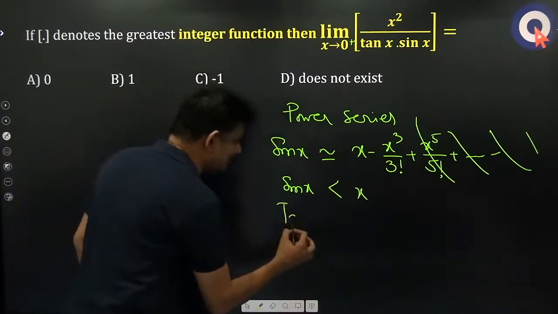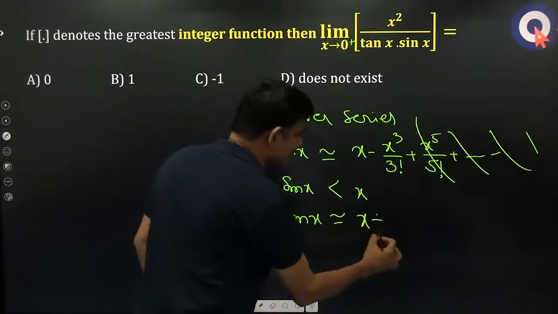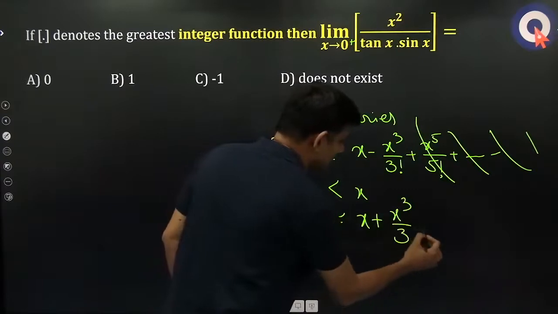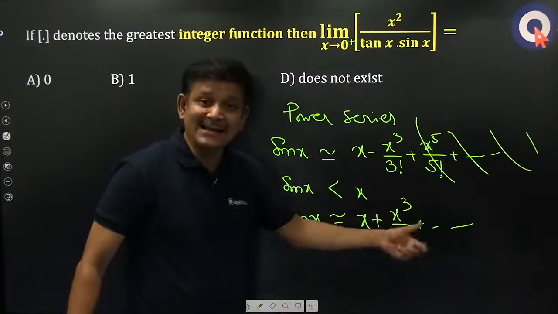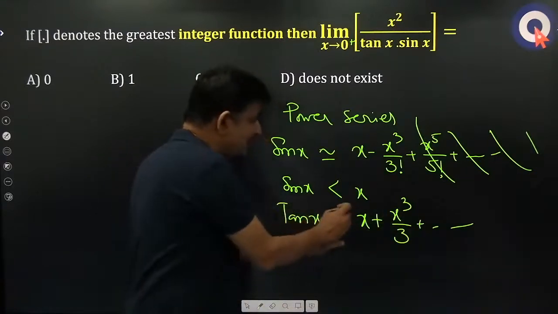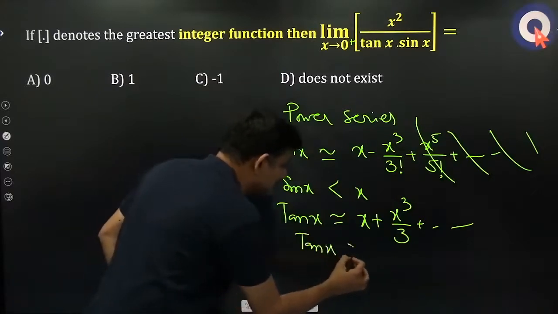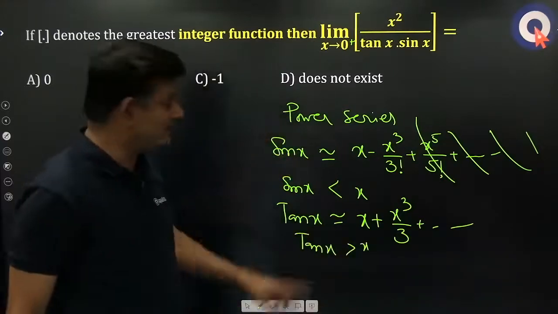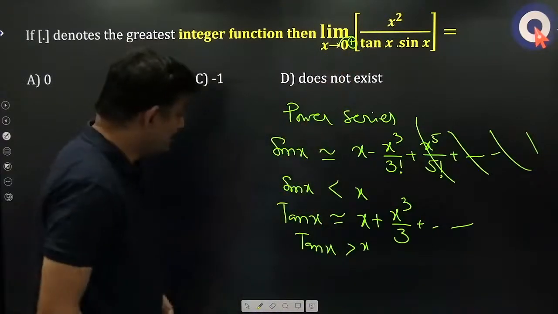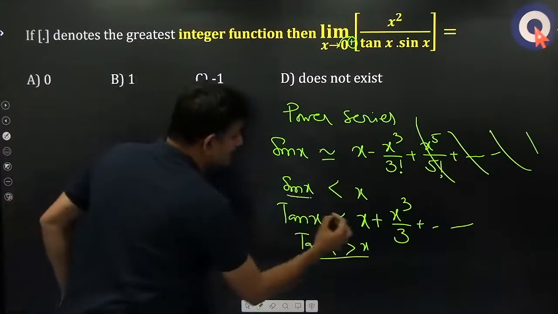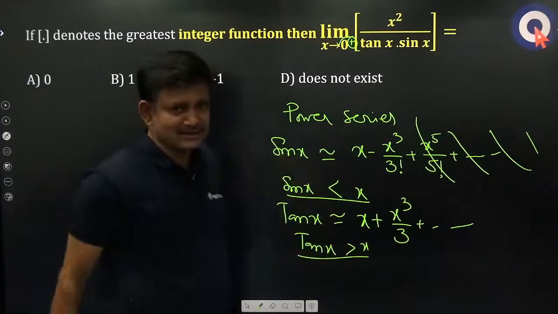Look at the power series of tan x. What is it? It is x plus x cube by 3 plus so on. So to x, you are adding x cube by 3. So is this number more than x or less than x? It will be more than x. Obviously, this discussion holds good only when x is positive, and that is what I am bothered about now. Okay, so these are the inequalities which you already know. Sin x is less than x and tan x is more than x. That is not our area of interest.